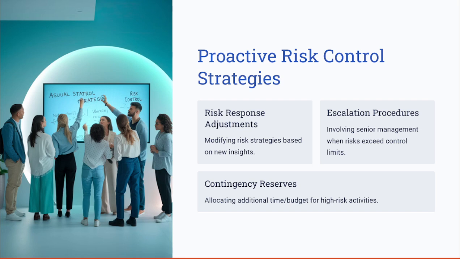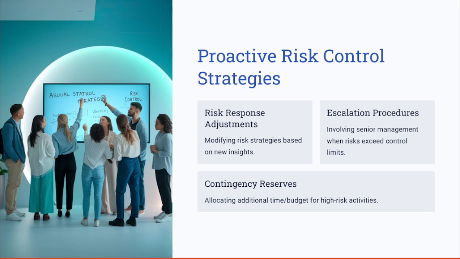The next concept here we have is proactive risk control strategies. Proactive risk control ensures that the team can quickly adjust the responses as a new risk emerges. With contingency plans and escalation procedures in place, it reduces the likelihood of project disruptions. And some of these risk response strategies are through risk response adjustment.